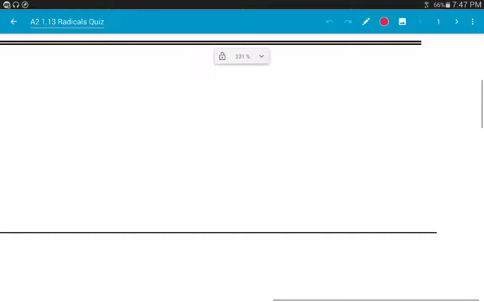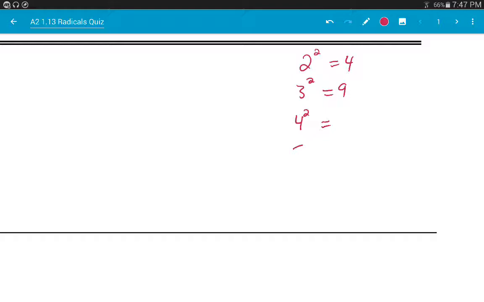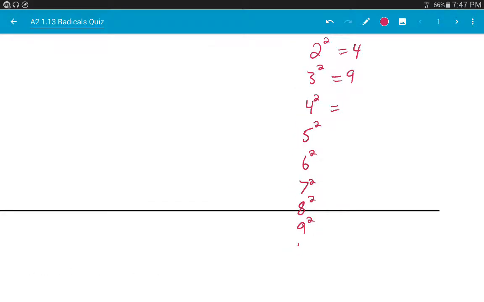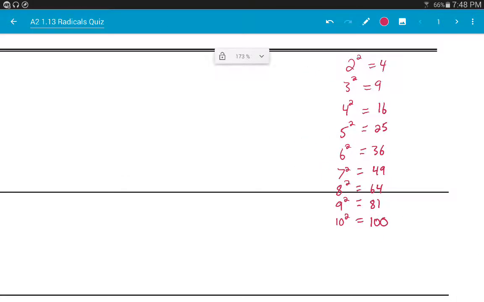The perfect squares are 2 squared equals 4, 3 squared equals 9, 4 squared equals 16, 5 squared equals 25, 6 squared equals 36, 7 squared equals 49, 8 squared equals 64, 9 squared equals 81, and I'm going to stop at 10 squared equals 100. Those are the perfect squares.